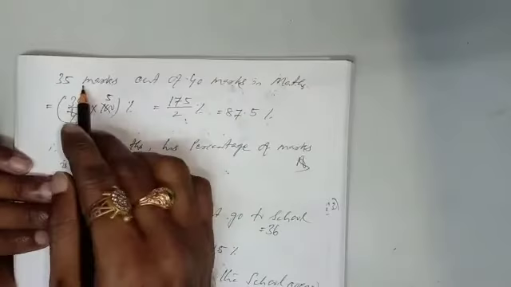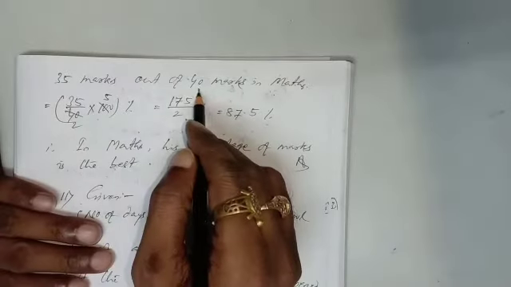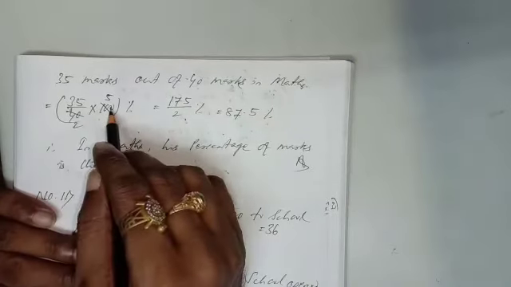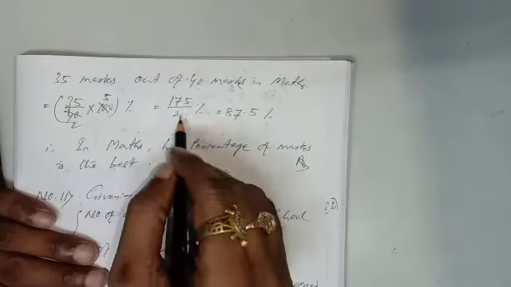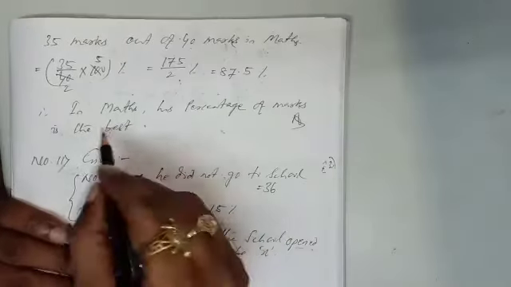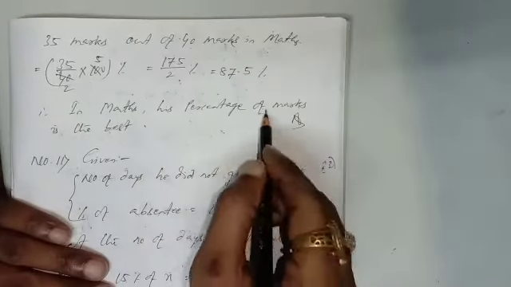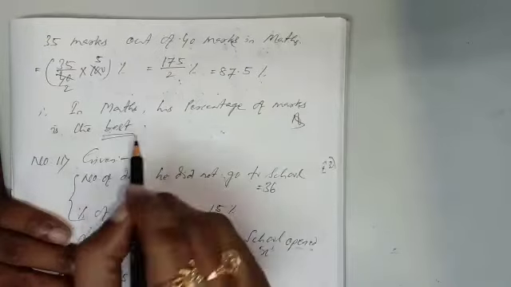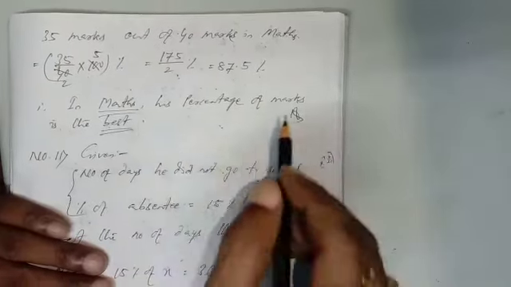Next, 35 marks out of 40 marks in math. So what is the percentage? 35 by 40 into 100, it is coming 175 by 2, which means 87.5%. So in which subject did he get the best mark? In math, his percentage of marks is the best. Okay, and this is the answer.